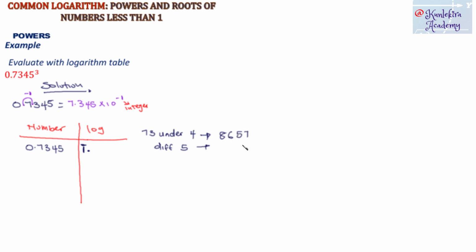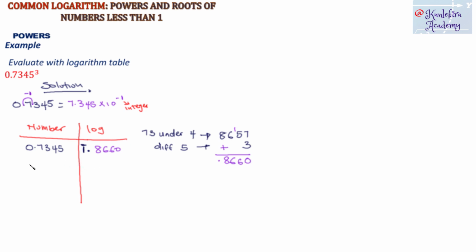That's 8657. Difference of 5 is what? 3. Then we add the numbers together. This is 7 plus 3, 10. You carry your 1. 1 plus 5, 6. 6, 0. This is the fractional part. You include it here, 8660. We've gotten the logarithm value for 0.7345.